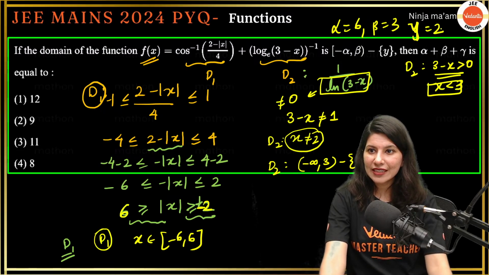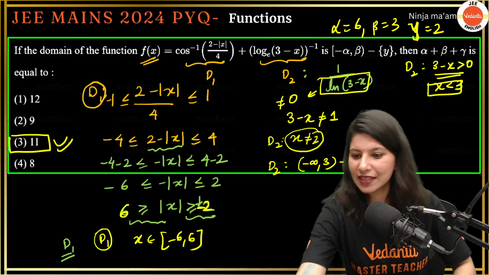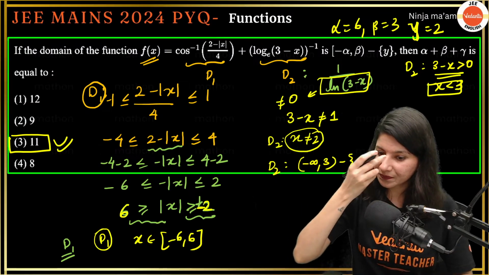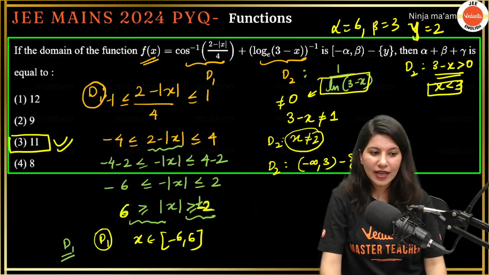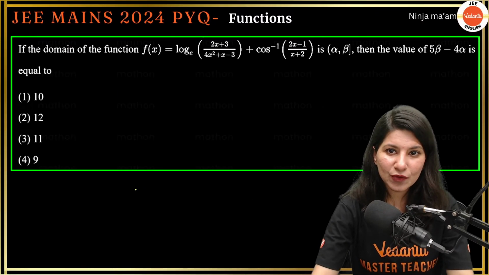So 6, 7, 8, 9, 10, 11. 11, some of the students are already saying, ma'am, 11, 11. Yes. Thank you, Sarah John. Thank you so much. All right. Now let us quickly move on to the next problem.